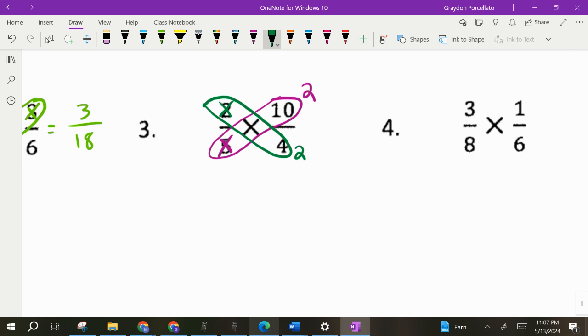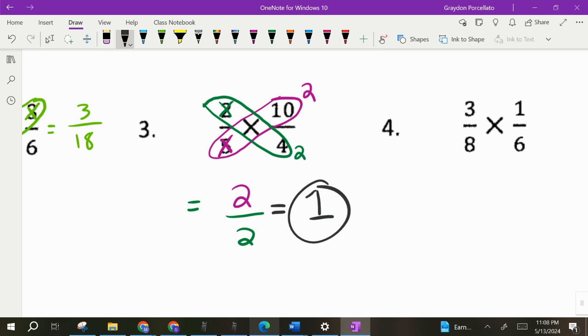And then what I get is, I actually get equals, I have a 2 on the top, 2 over a 2 on the bottom. And well, hopefully we all know what 2 divided by 2 is. 2 divided by 2 is just 1. Okay, 2 pieces of pizza for 2 friends. We each get 1 slice. Okay, and let's try that one more time.